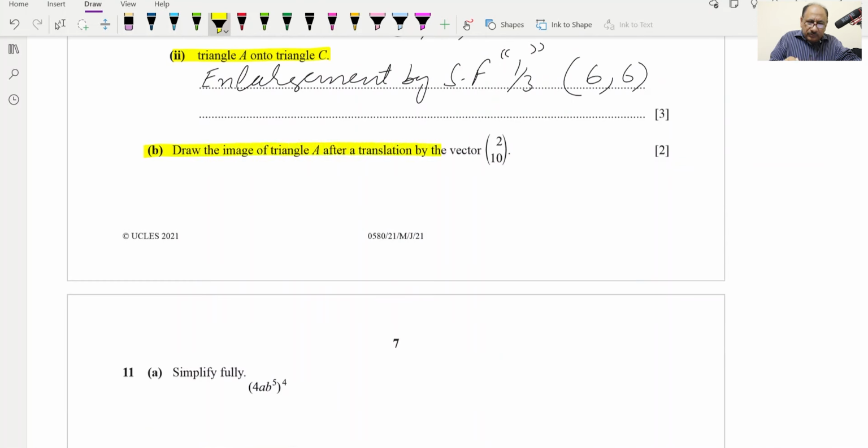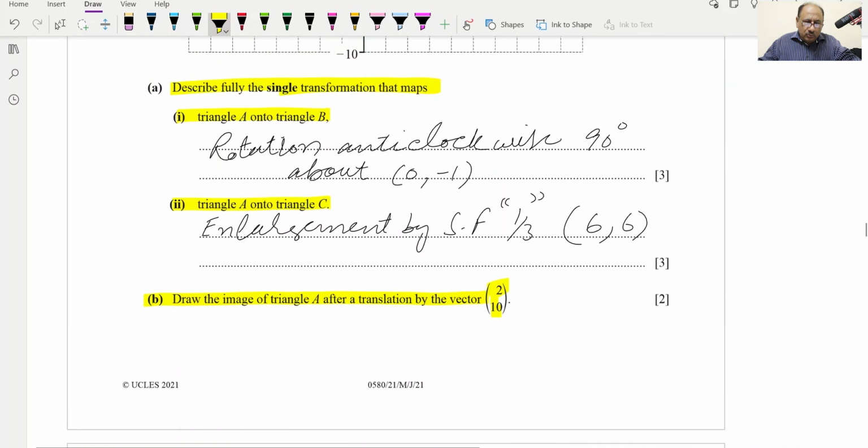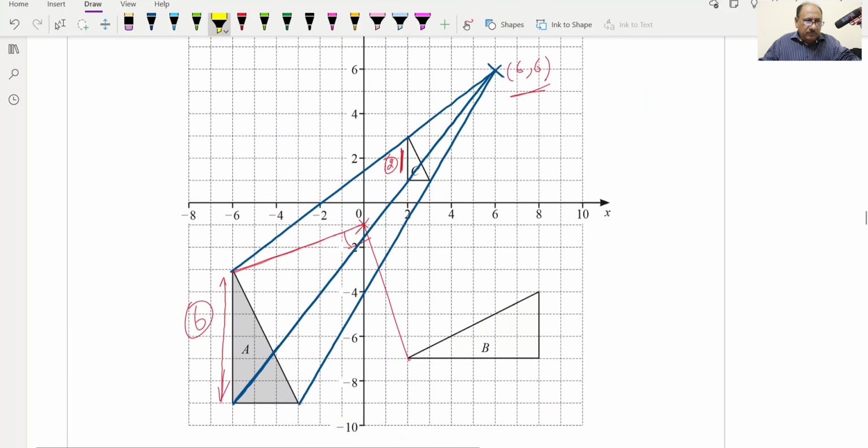B part, draw the image of the triangle A after a translation by vector 2 and 10. So translation of A by 2 and 10, so we can basically shift this point. This point will be 2 units. 2 and 10 means what? 2 and 10 means it will be like 2 units right. 2 means 2 units right, and this means 10 units up. So this is x value, this is y value.